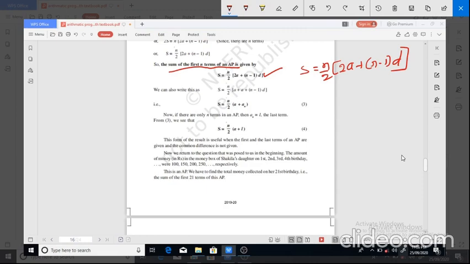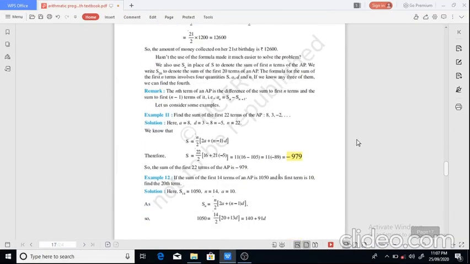Next, there is one more formula for the sum. What is L here? L means the last term. So what is the use of this formula? You can see next.